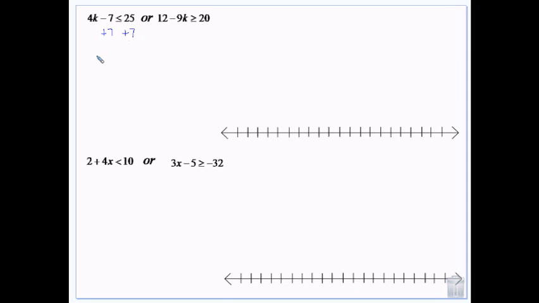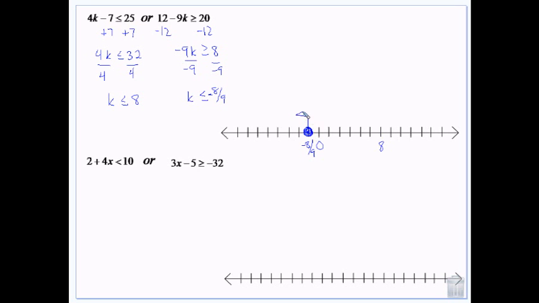Add 7 to both sides, and I get 4k is less than or equal to 32. Divide by 4, k is less than or equal to 8. Subtract 12. Negative 9k is greater than or equal to 8. Divide by negative 9. And k is going to be less than or equal to negative 8 ninths, and it doesn't matter. I don't need to know what that number is. I know it's a little less than 1, so I'm going to call this 0. I'm going to call this negative 8 ninths for the heck of it. I'm going to call this over here 8 because it doesn't really matter.